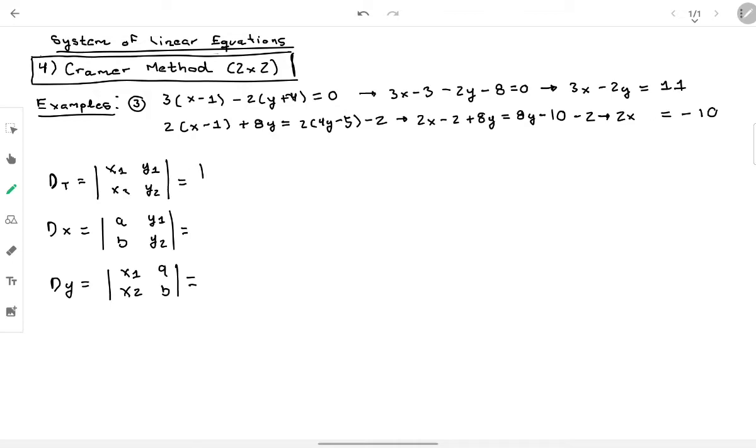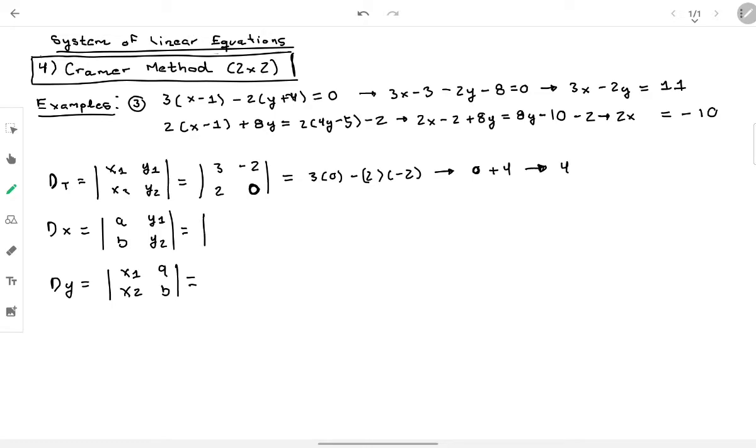So it's going to be obtaining the whole determinant. It's going to be 3, minus 2. And in the other one, it's going to be 2, 0, because we don't have a value of y on the second equation. So it's going to be 3 that multiplies 0, minus 2 that multiplies minus 2. So it's going to be 0 plus 4. So it's going to be 4.